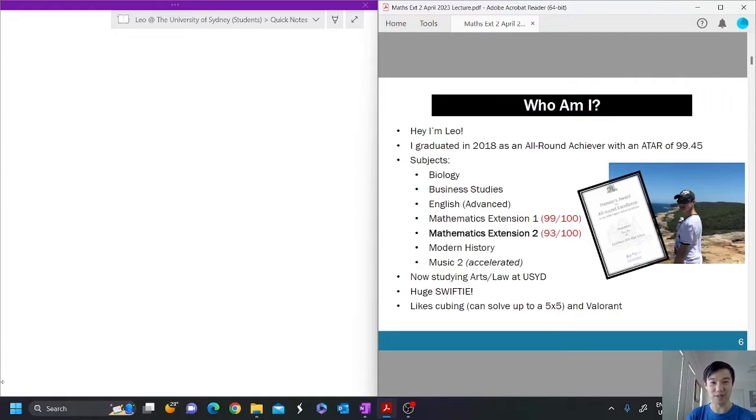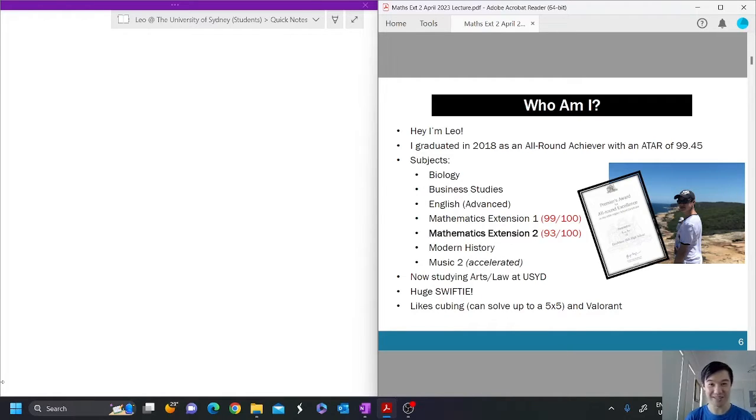And as you all know, as students who do Extension 2, you get a mark out of 100 for both Extension 1 and Extension 2, because you're not required to sit the Maths Advanced paper. I managed to achieve a mark of 99 for Extension 1 and also a 93 for Extension 2. I'm currently studying a combined arts and law degree at the University of Sydney, which I'm really enjoying, despite all the tremendous amounts of readings that I have at uni.